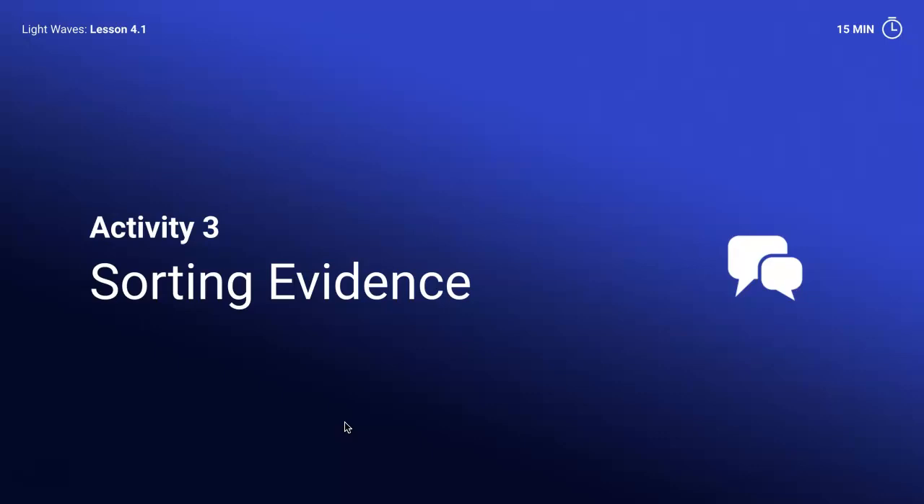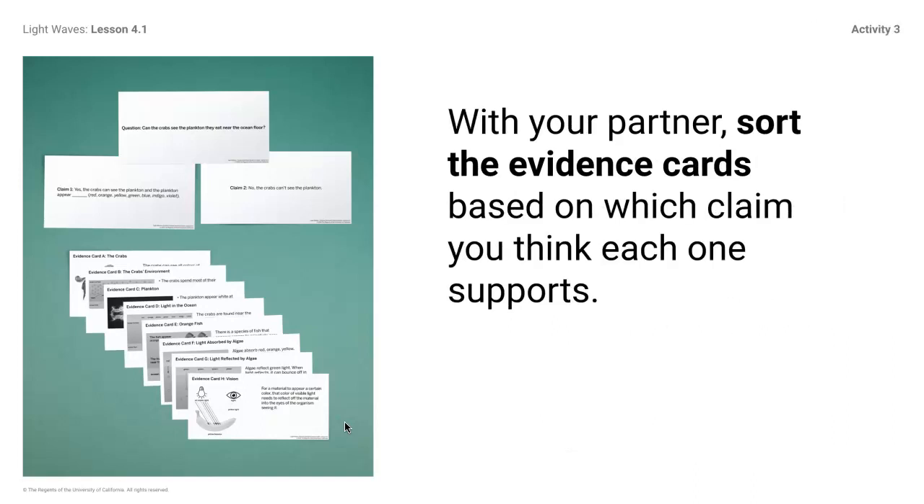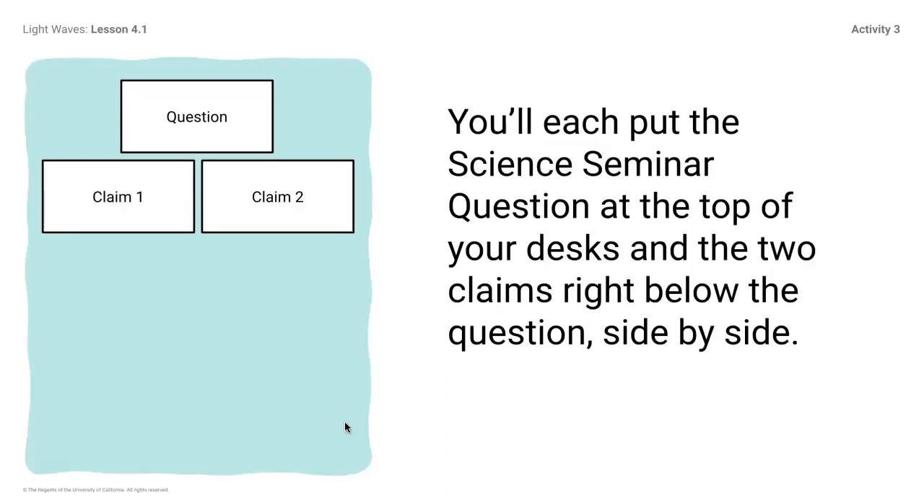So in activity 3 today, you're going to sort evidence. You each have a set of evidence cards in your packet that you will need to cut out. So we'll stop here in just a minute and cut out the cards. You'll read and annotate them to gather evidence about whether the crabs can see the plankton. With your partner, I want you to sort the evidence cards based on which claim you think each one supports.